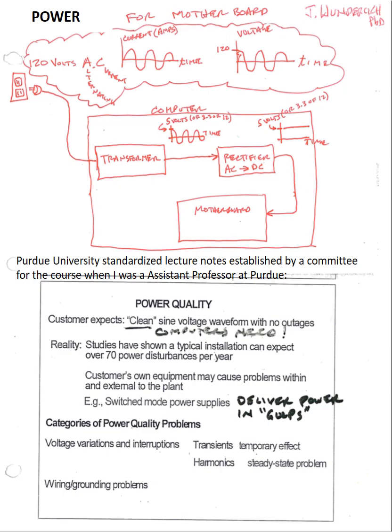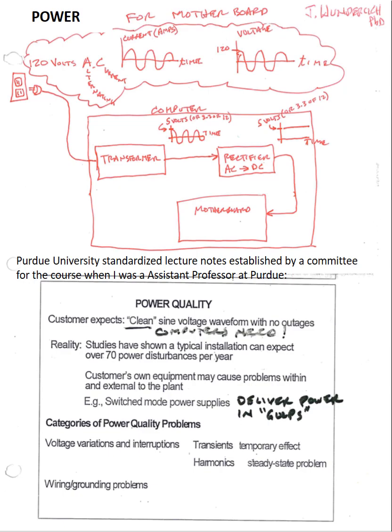It's a little more unsafe to transmit at 240, but your I squared R, current times resistance squared, losses are less, so it's more energy efficient to transmit at higher voltages, but less safe. So it's a judgment call what you want to do there. Anyway, we have 120 volts coming out of the wall.